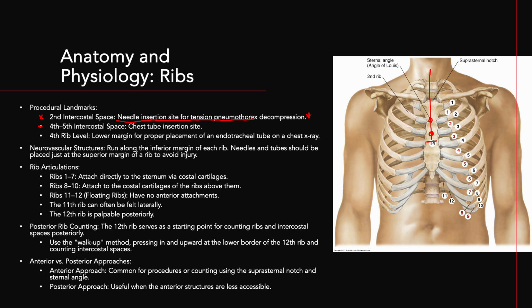Also, when we start to think about how our neural structures course through these ribs, how do all of these little tiny arteries and nerves come along here? They're going to run along the inferior margin of each rib, so along the bottom here. So needles and tubes should be placed at the superior margin of a rib to avoid injury. So if we're looking at this intercostal space, we want to come off the top of these ribs if we're going to try to access the thoracic cavity.